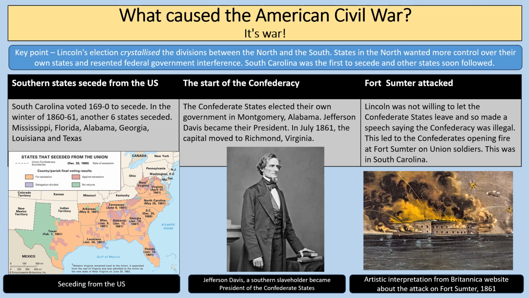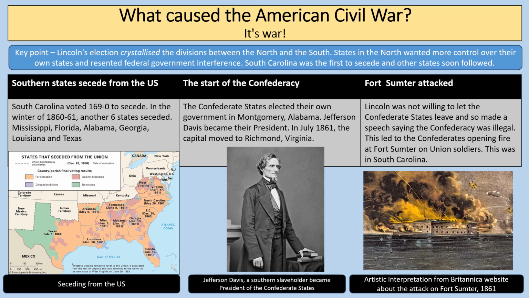And essentially what they were doing is they were forming their own country, which is going to be the Confederate States. Now, the Confederate States elected their own government in Montgomery, Alabama. Jefferson Davis became their president. In July 1861, the capital moved to Richmond, Virginia. Now, Jefferson Davis was a southern slaveholder and was very much pro-slavery. So we see now we've almost got 2 separate governments created in America between the North and the South.